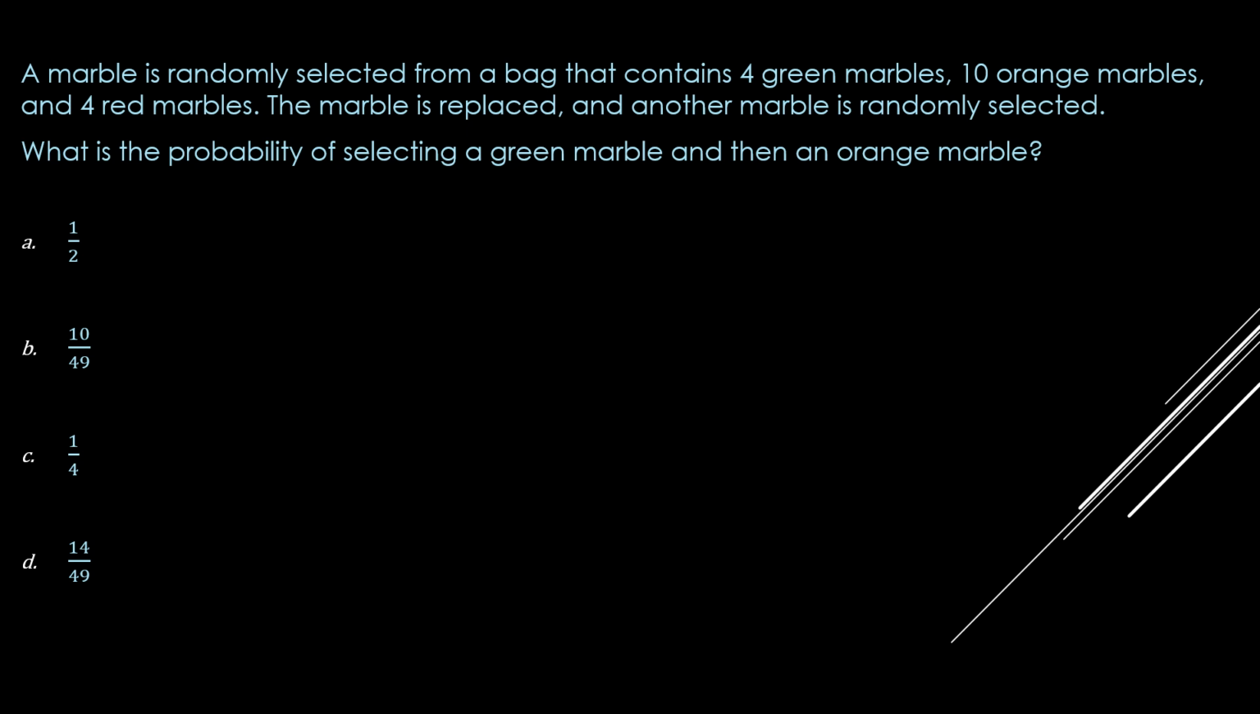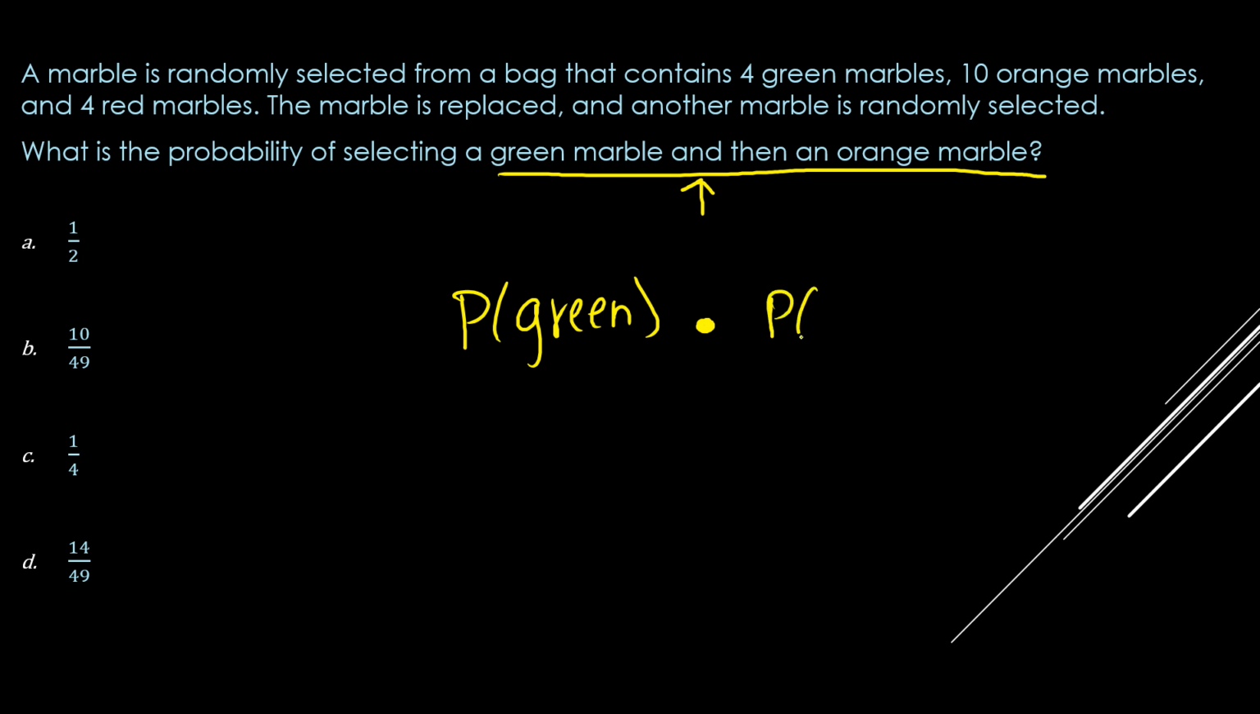A marble is randomly selected from a bag that contains 4 green, 10 orange, and 4 red marbles. The marble is replaced and then another marble is randomly selected. What is the probability of selecting a green marble and then an orange? So here I'm actually solving for my probability. Now I know it has the word and in the middle, which means I'm going to be multiplying my probabilities. And the 2 probabilities I need to figure out is what's the probability of me picking a green marble and what is the probability of me picking an orange marble.